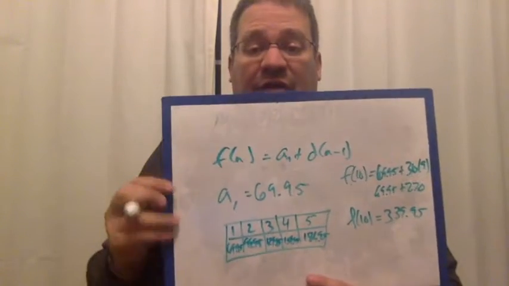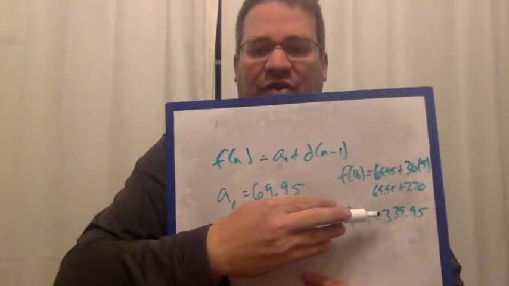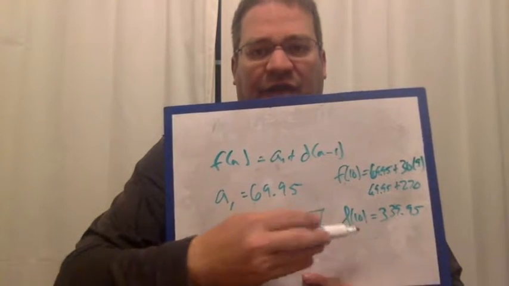Okay, so just do the math. It's simple arithmetic. So I have $69.95 plus 270, because 30 times 9 is 270. And that gives me f of 10 equals $339.95. So for 10 people to be photographed, I end up being charged $339.95.